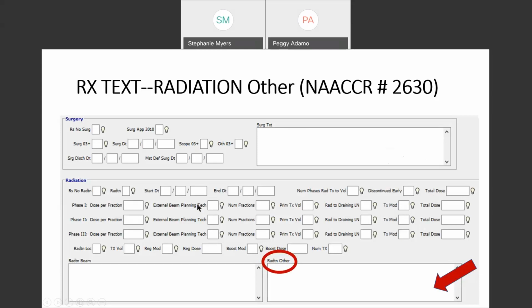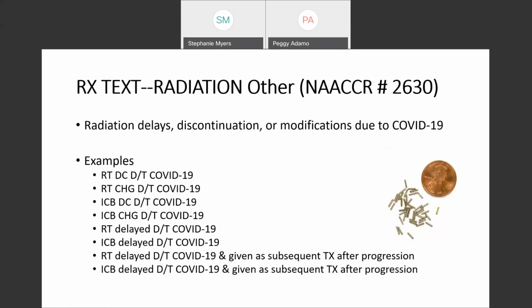Next, we'll talk about the text field for recording information about radiation other than beam therapy. In this field, we want you to record information about radiation delays, discontinuation, or modifications due to the pandemic. When there's documentation available indicating that brachytherapy, systemic therapy, or any type of radiation other than beam was discontinued or the plan was changed because of the pandemic, record RT discontinued due to COVID-19 or RT changed due to COVID-19. You could also use ICB for intracavitary brachytherapy, discontinued or changed due to COVID-19.